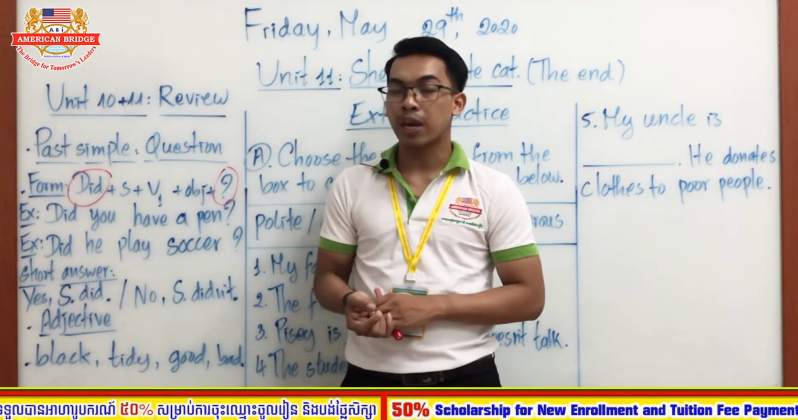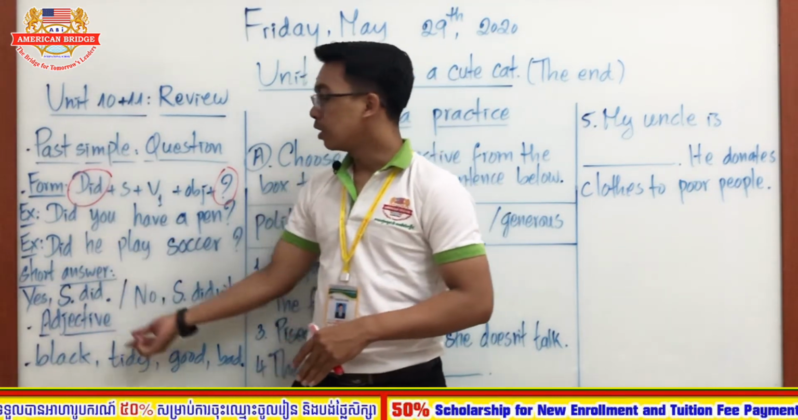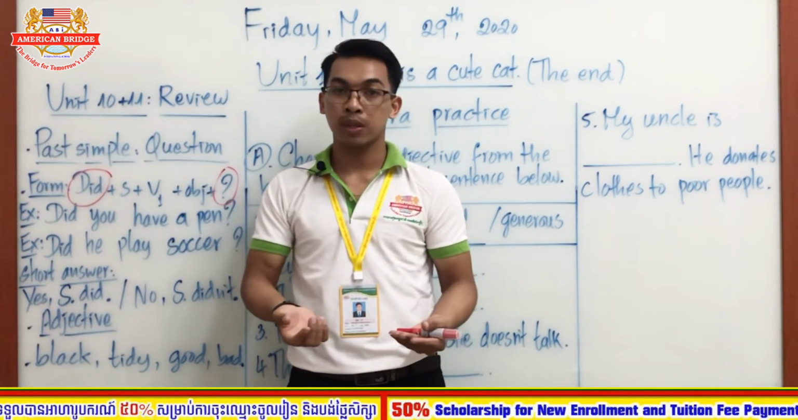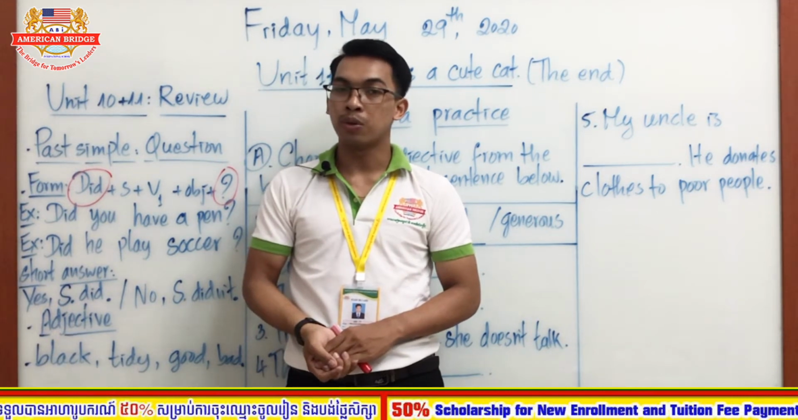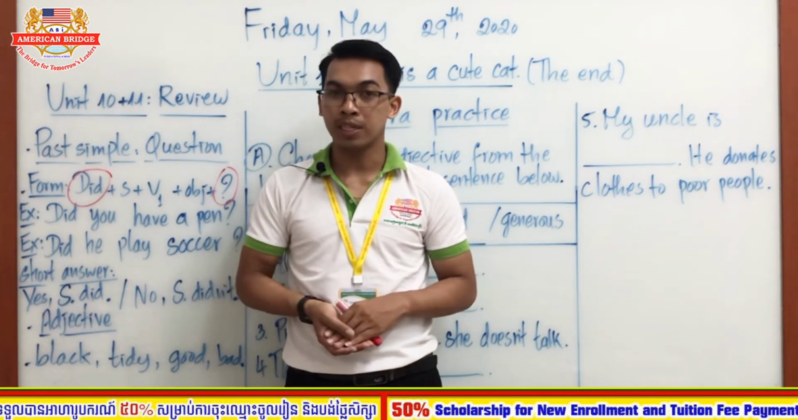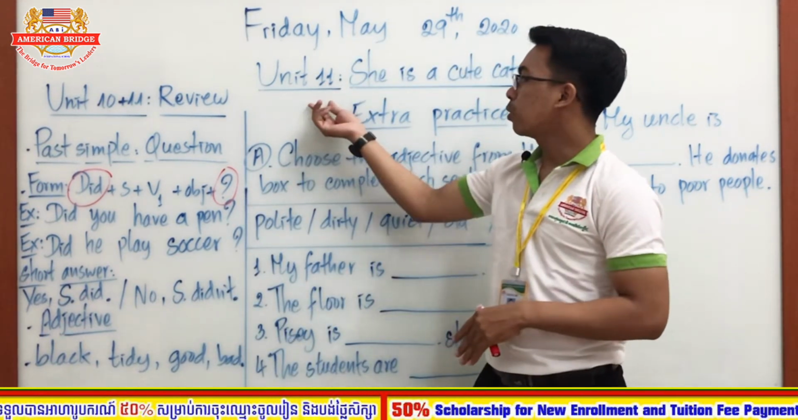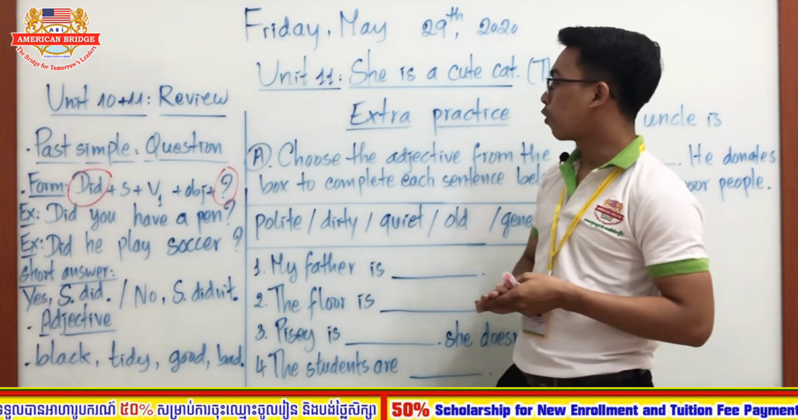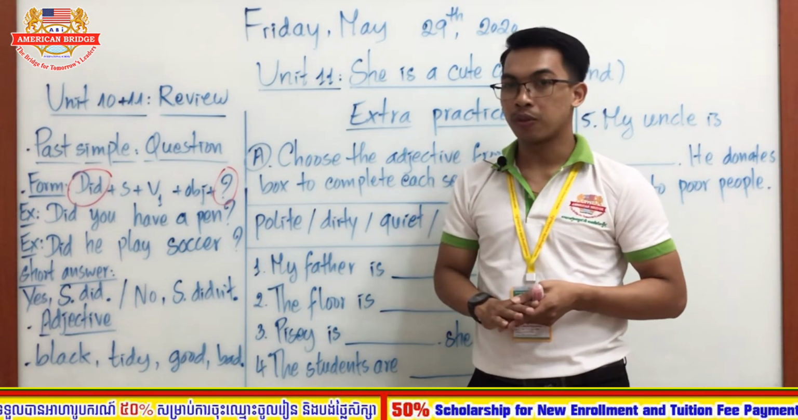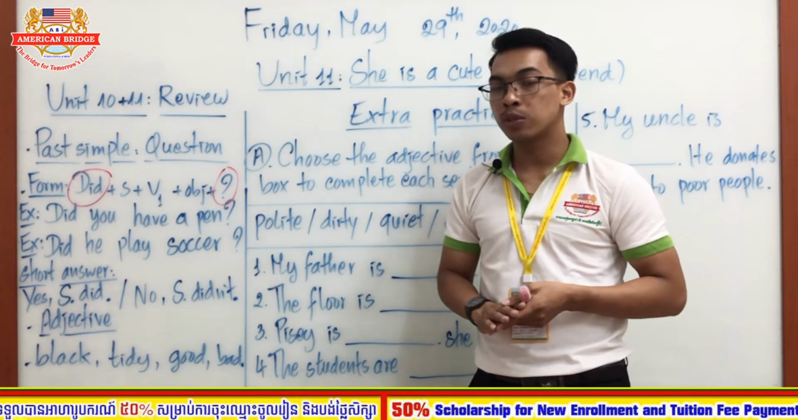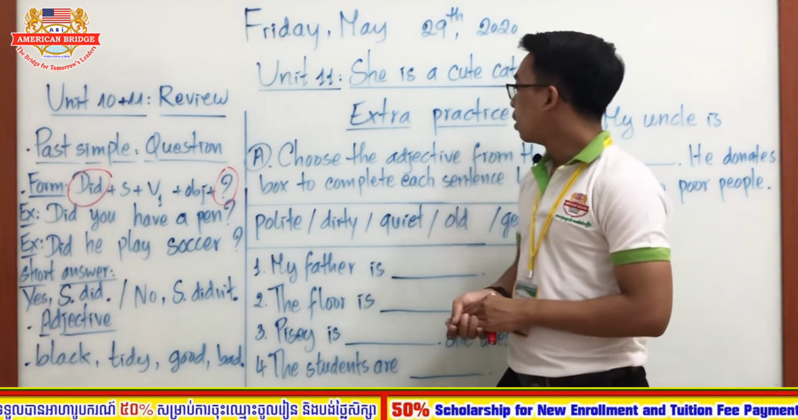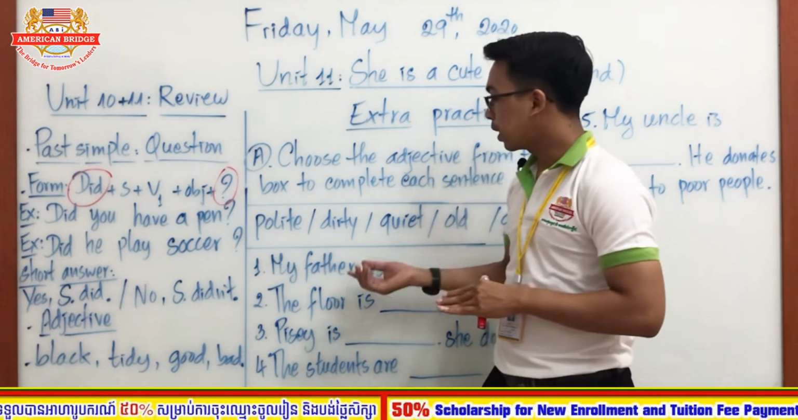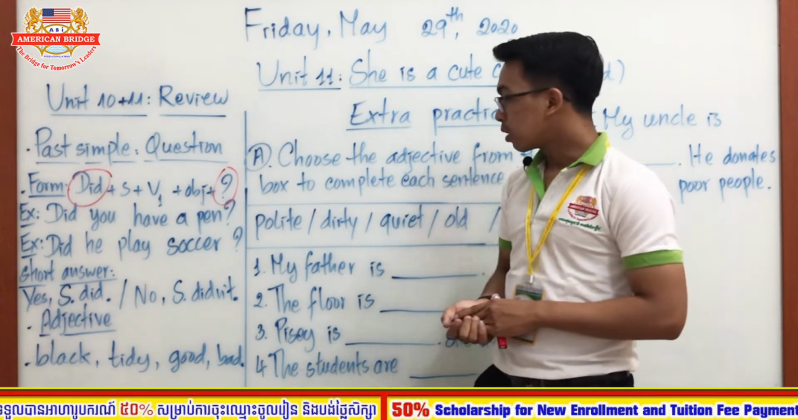All right. So I believe that you can remember the main lesson in both units, unit 10 and unit 11. Now everyone, let's move to our main object for today's lesson. What is it about? It is also in unit 11. So she is a cute cat. For today I have an extra exercise for you to practice more, to make sure that you get familiar with this lesson. So here is the extra practice. To make sure that you can complete the exercise well, now let's focus on this one.